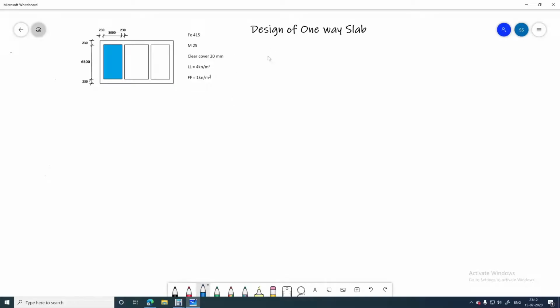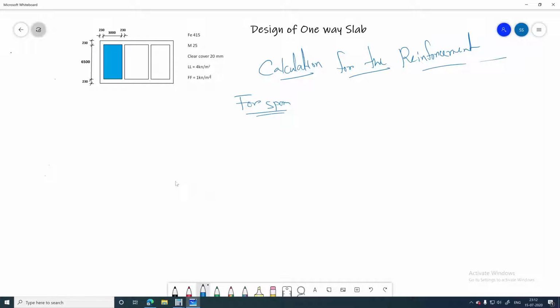Okay, so calculation for the reinforcement. To calculate the value of the reinforcement, we have two values. One is for the span and one is for the support.